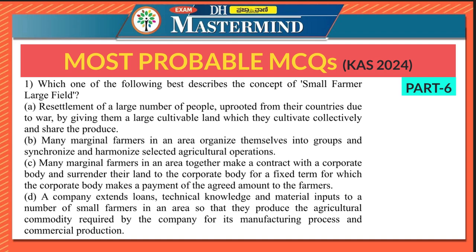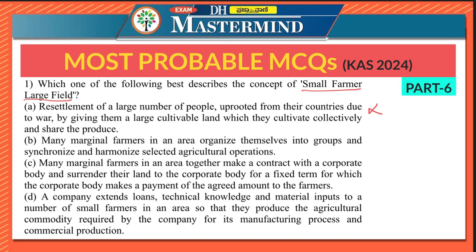Which one of the following best describes the concept of small farmer large field? This question can be asked as it is, so please pay attention. Option A: Resettlement of a large number of people uprooted from their countries due to war by giving them a large cultivable land which they cultivate collectively and share the produce. No, this is not the concept because resettlement is not the core concept of small farmer large field.